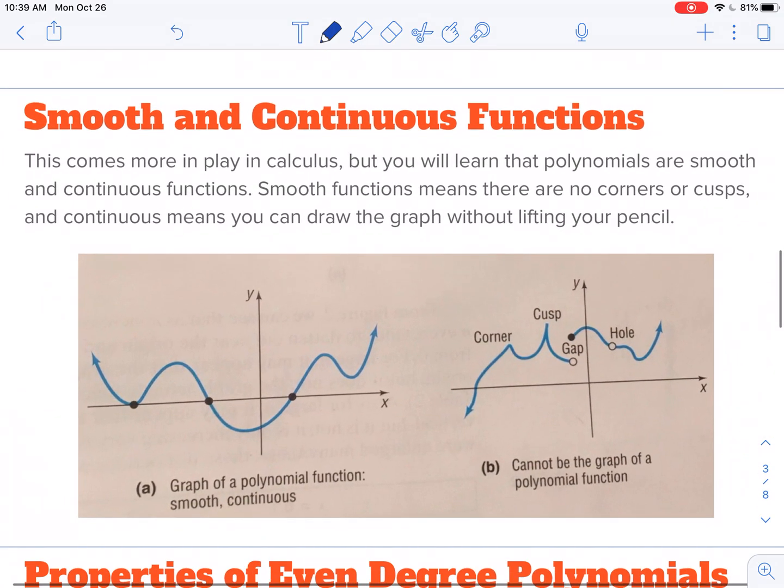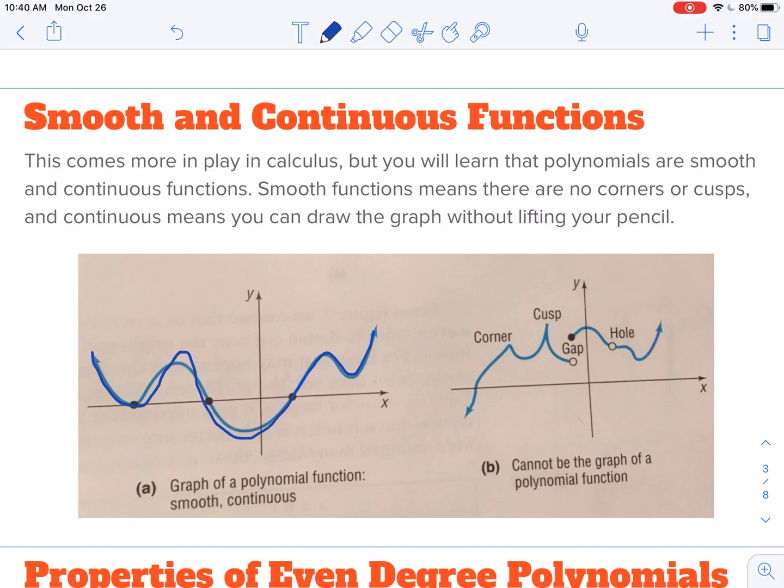All right, smooth and continuous functions. This comes more into play in calculus, but you will learn that polynomials are smooth and continuous functions. Smooth functions mean there are no corners or cusps, and continuous means you can draw the graph without lifting your pencil. So here you can see that I can barely trace things to save my life, but I can make the outline of this shape. It's not perfect, but I don't have to lift my pencil. It's smooth, it's nice, it's clear, you don't have any ugly corners or cusps.